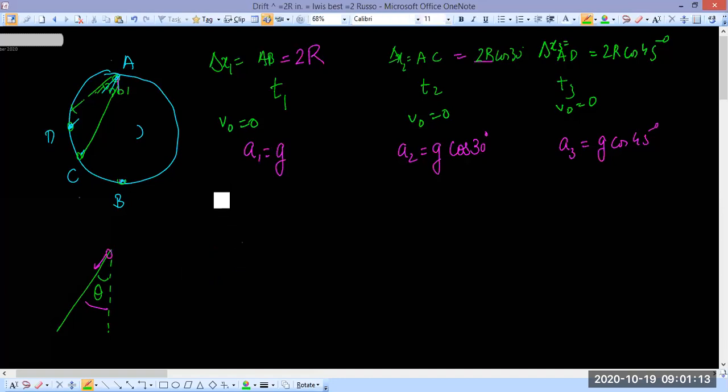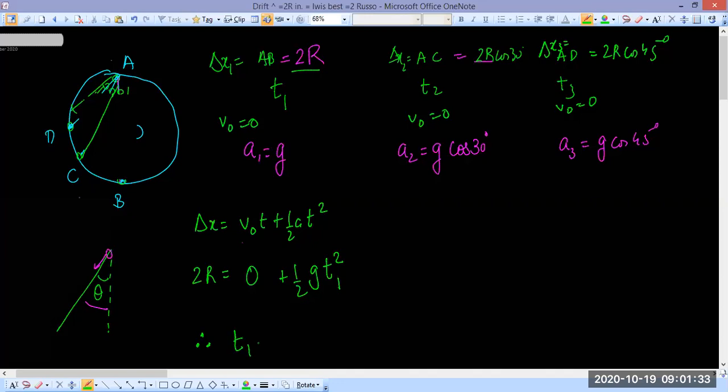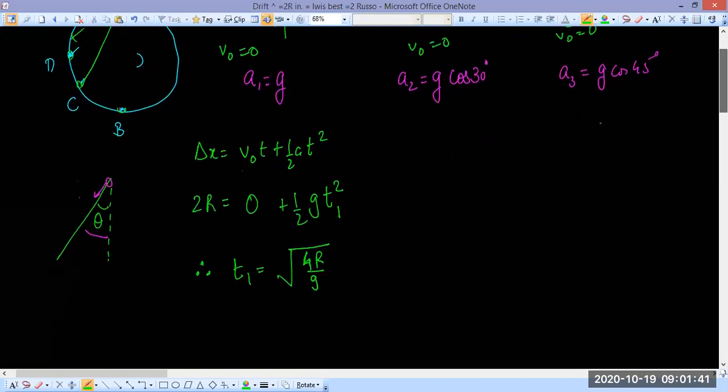Okay, they slide. So now if I want to find time, then I have to use the second equation, delta x equal to v0t plus half a t square. So for first, this is zero. So how much time for the first one? Clear? 2 is multiplied on the other side and g is divided, and then square root. So t1 is root of 4r by g.